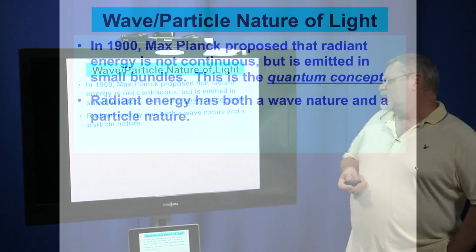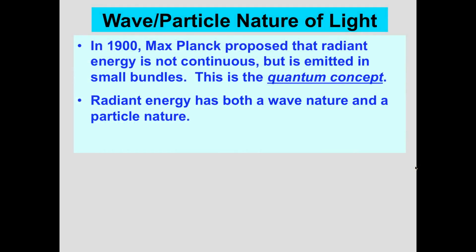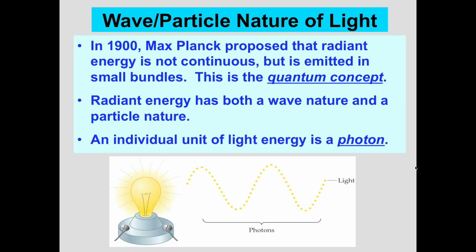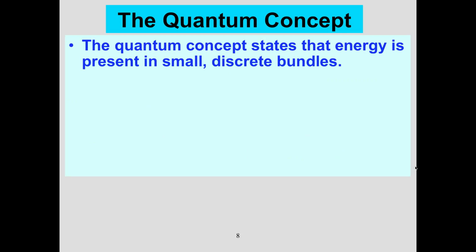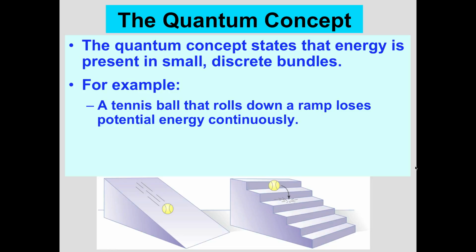Radiant energy, as I said before, has both a wave nature and a particle nature. And we can do experiments that show that it can act both ways. An individual unit of light, a packet of light, we call that a photon, probably something you've heard. So the quantum concept says that energy is present in small, discrete bundles.